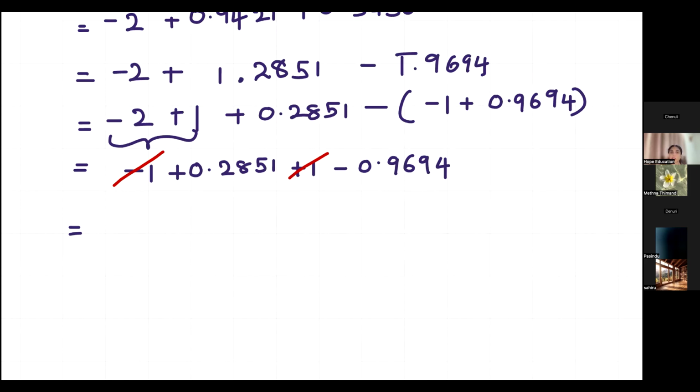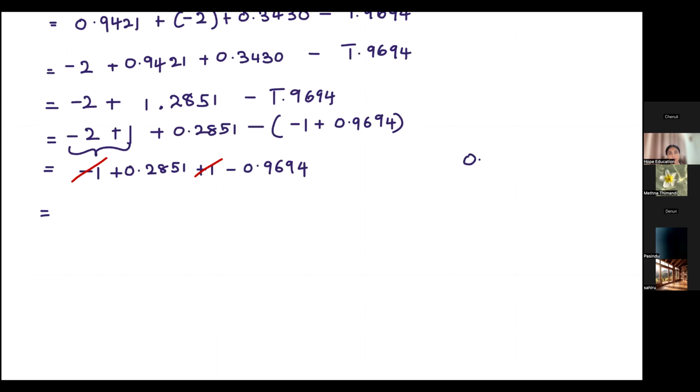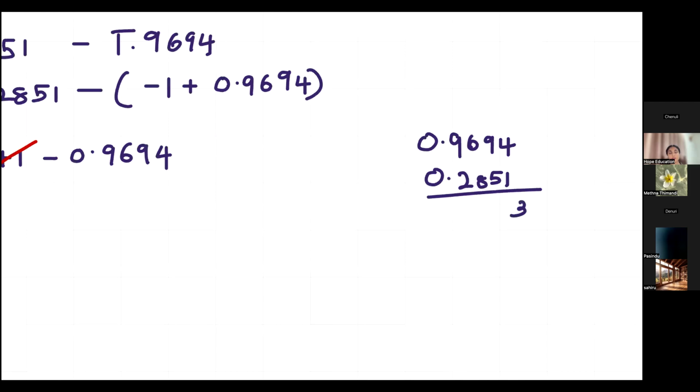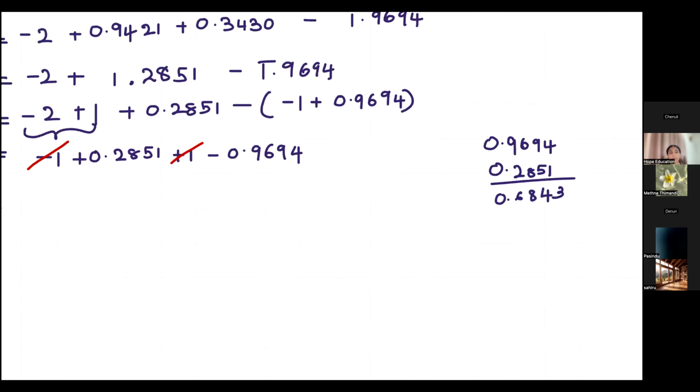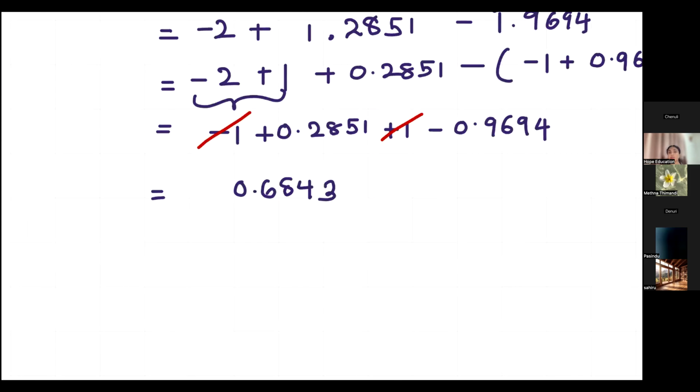We subtract the smaller from the bigger, and put the sign of the bigger one. So subtract 0.2851 from 0.9694. 4 minus 1 is 3. 9 minus 5 is 4. 6 minus 8 means 16 minus 8 is 8. Here 9 becomes 8. 8 minus 2 is 6. We have 0.6843 and we put the sign of the bigger number which is minus. This is my answer. Now all this time, this is log P, no, LGP.